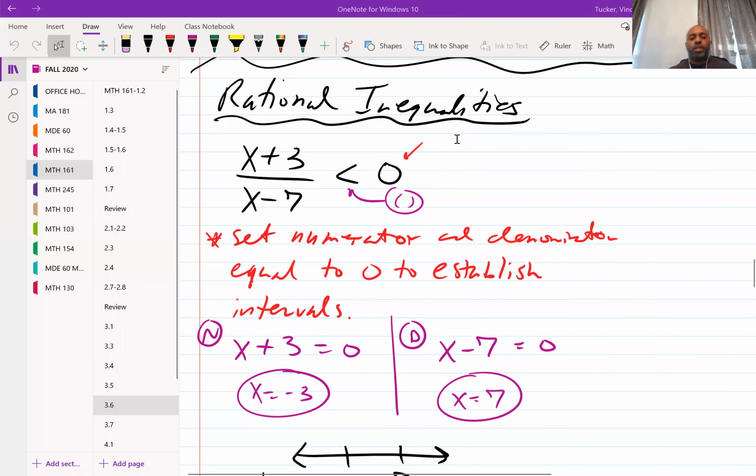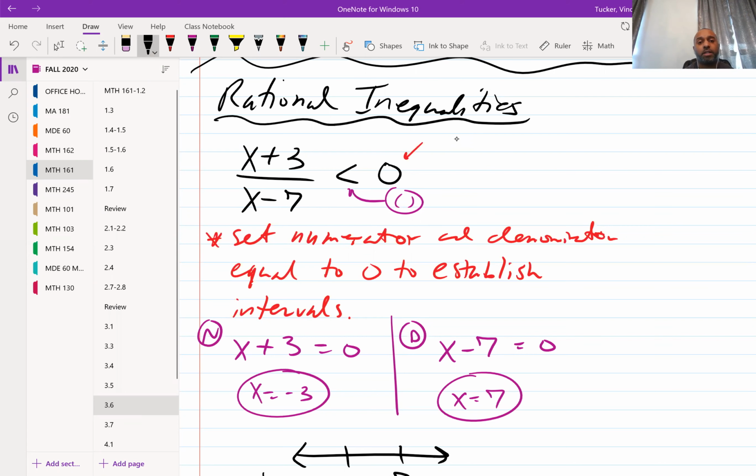Okay, so we're going to finish off 3.6, looking at rational inequalities. Last class we left off with quadratic inequalities and polynomial inequalities. So here we're looking at rational inequalities. It's very similar to what we did last class as far as rational inequalities are concerned.